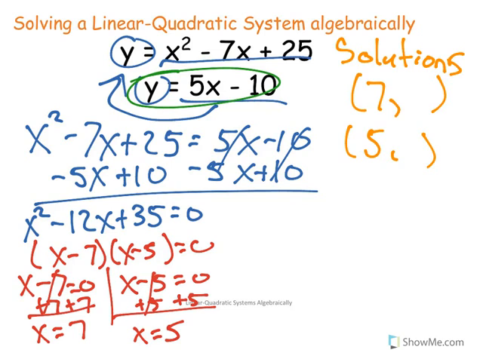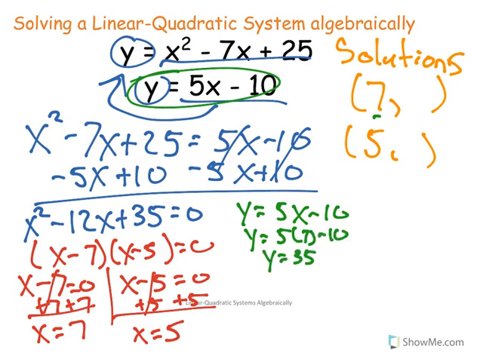So I have to sub in 7. So if y is equal to 5x minus 10, and if x is equal to 7, I get y equals 35 minus 10, y equals 25. And for my second one now, I'm going to use 5. I'm going to rewrite my equation. I'm going to substitute.